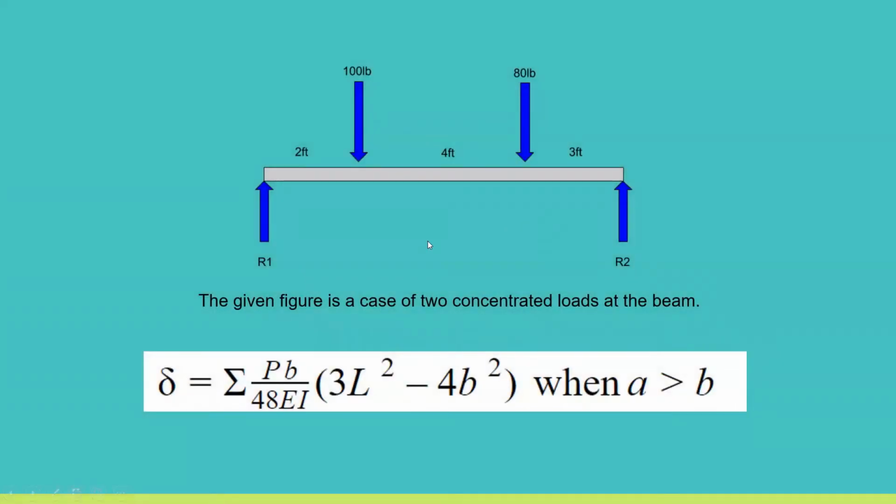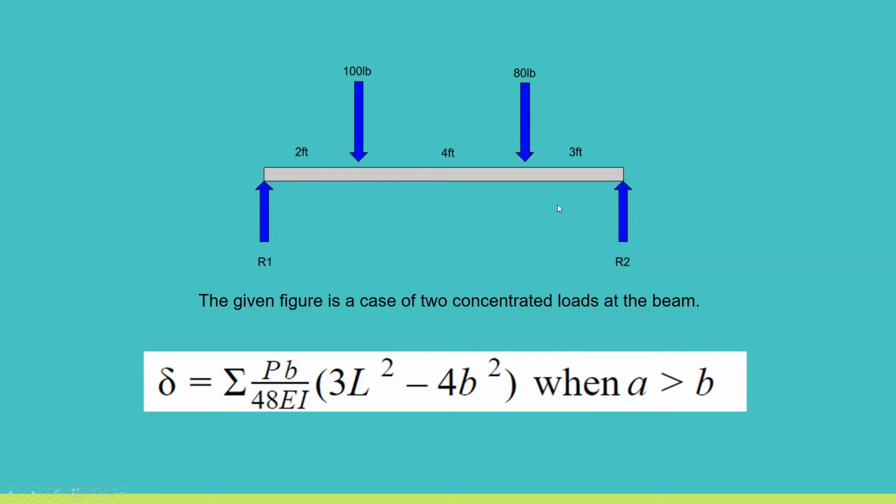First you need to figure out the formula that we can use for these types of concentrated loads. As you can see, we have two concentrated loads on the beam, therefore the deflection is equivalent to the summation of Pb over 48 EI multiplied by (3L squared minus 4b squared). This can only be used when the condition that a is greater than b applies. So how can we know if this formula can be applied?